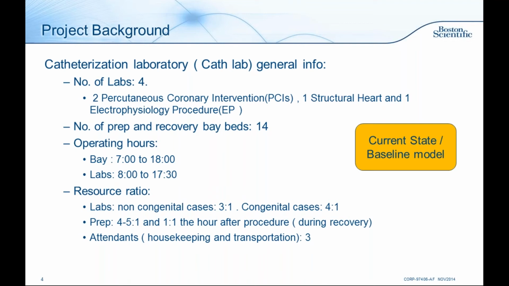In non-congenital labs, they have a 3 nurses to 1 patient ratio. Congenital structural heart cases, which were normally more complex, had 4 nurses. So it's a pretty expensive model compared to the U.S. model, where you would normally have only 1 nurse and 3 techs in the room.